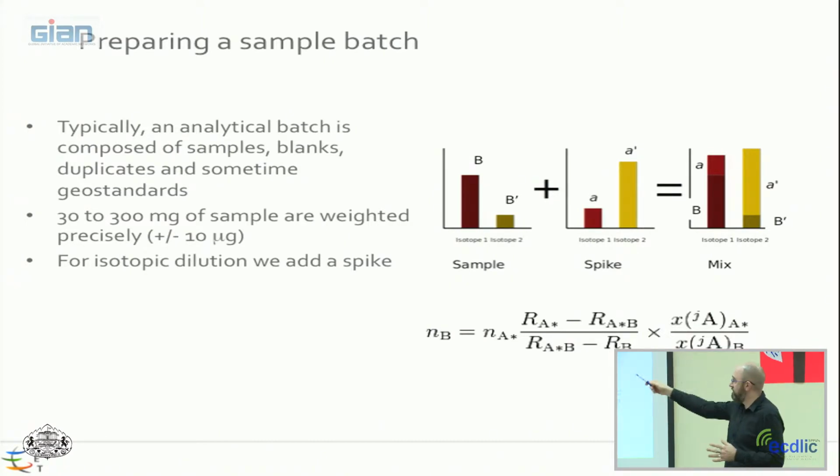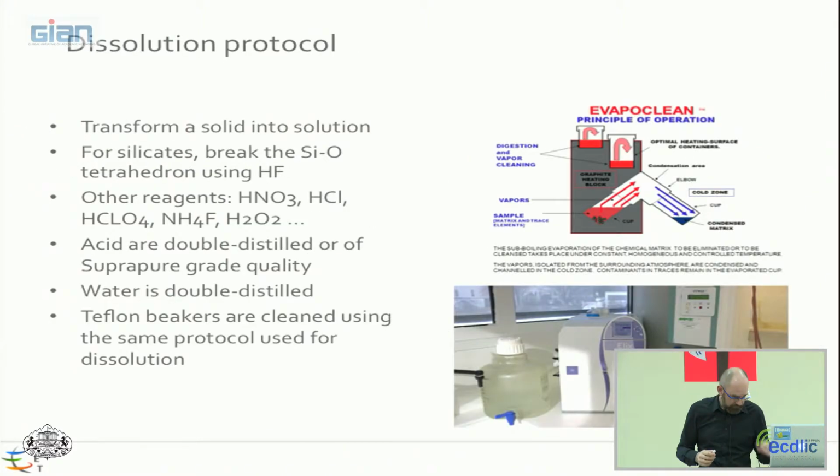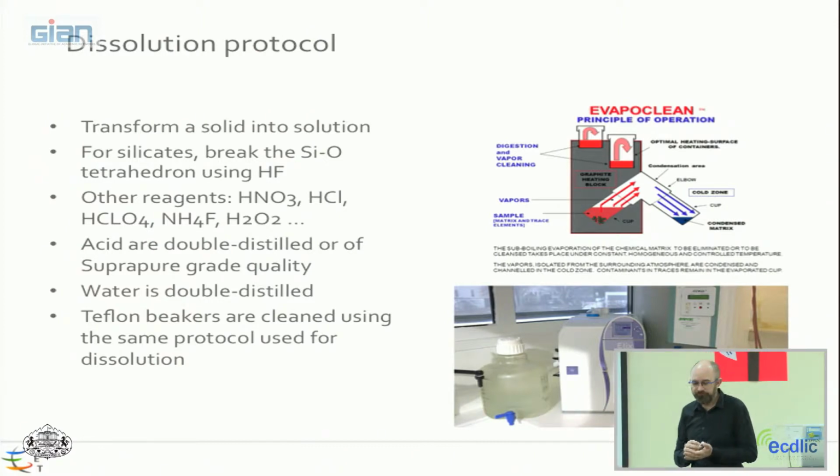So this is the round. You weigh 3 to 300 milligrams of sample, plus a blank, a standard, and sometimes duplicates. It's nice also to have duplicates. And then you need to dissolve your sample.